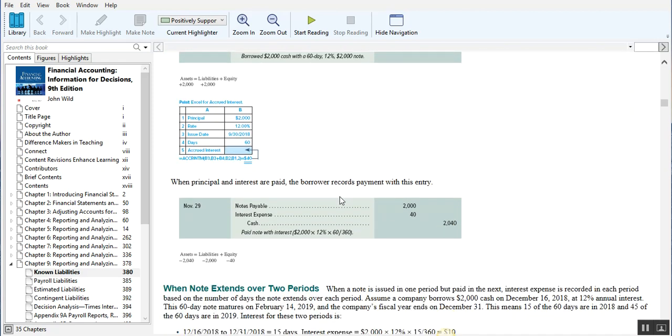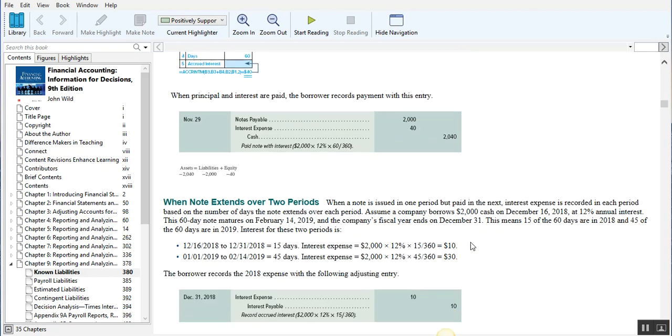When you pay that back, you're going to debit the notes payable for the principal amount. You'll calculate the interest that's due on this. You'll have the $2,000 at 12% times the 60 days. That'll be $40 here, and you'll have a total due for cash. You're going to credit cash of $2,040.